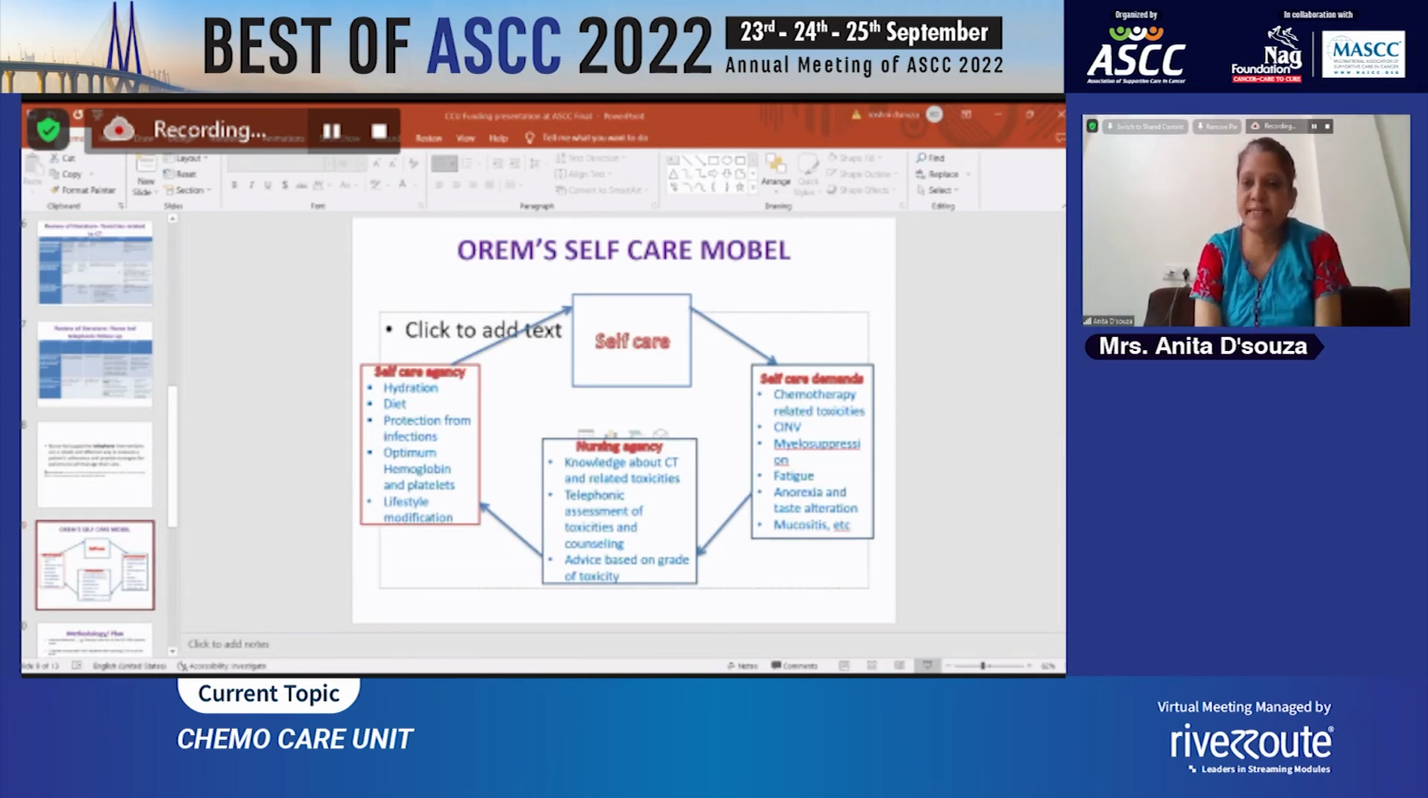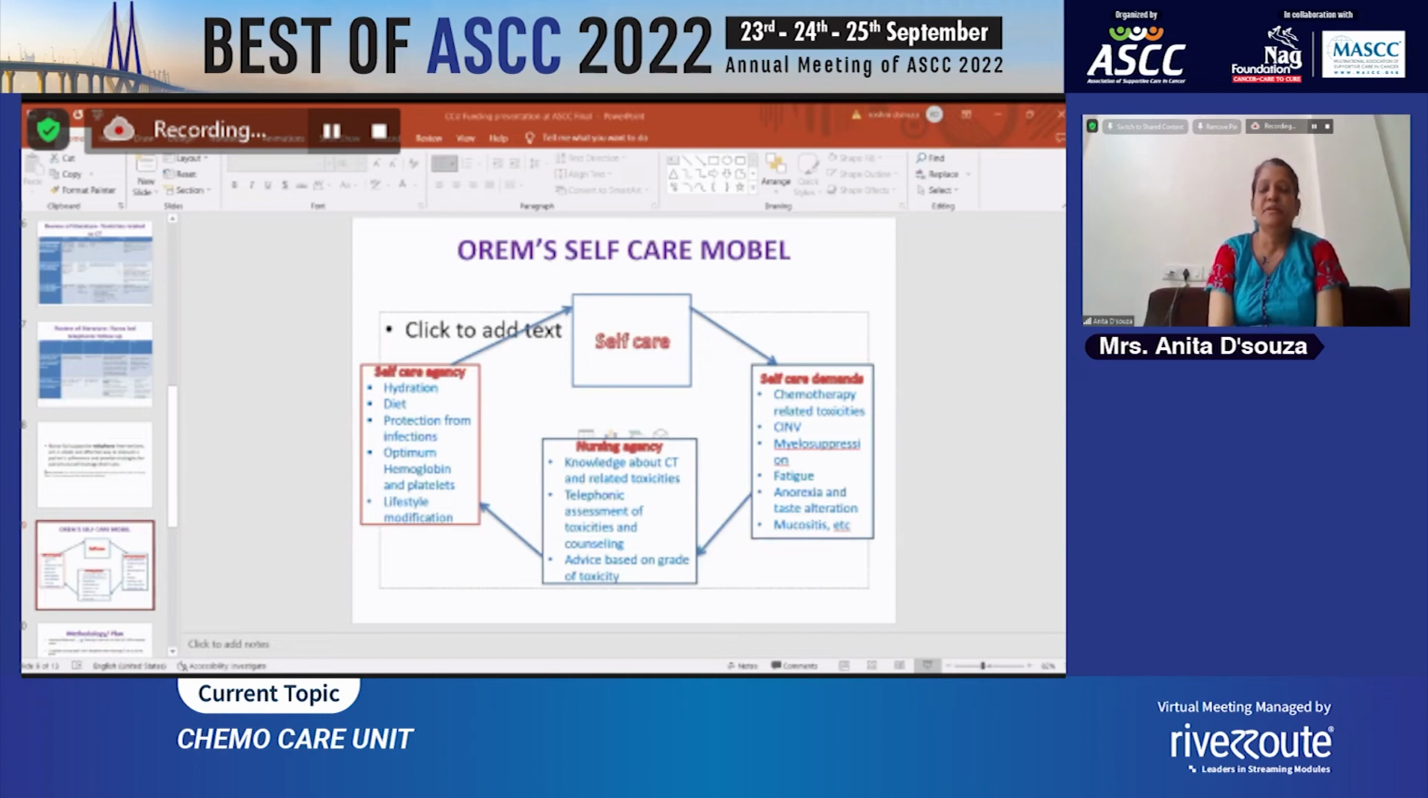have a self-care demand because of the chemotherapy and related toxicities like CINV, mucositis, dehydration, diarrhea, constipation, etc. They need to take care of themselves in order to tide over these toxicities and also follow the entire course of treatment, which will ultimately improve the prognosis of the disease. But they are not able to do it for various reasons, and that's where the nurses come into the picture, providing knowledge about the chemotherapy and its toxicities, and also telephonic assessment with regard to toxicities and advice based on the grade of toxicity.